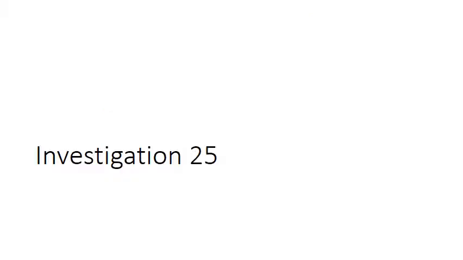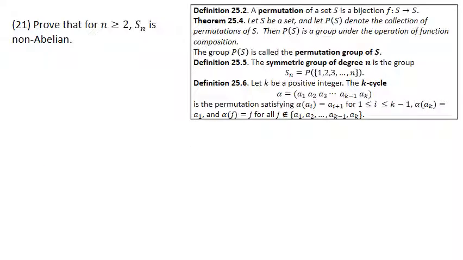Okay, so let's look at the problems from investigation 25. All right, 21. Prove that for n greater than or equal to 2, Sn is non-abelian. Over here on the right, I put the things that you would need to understand the definition of what Sn is. And I also put the definition of a cycle, because I think I'm going to use a cycle to prove that Sn is non-abelian.